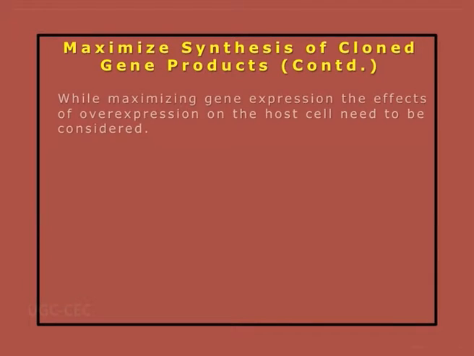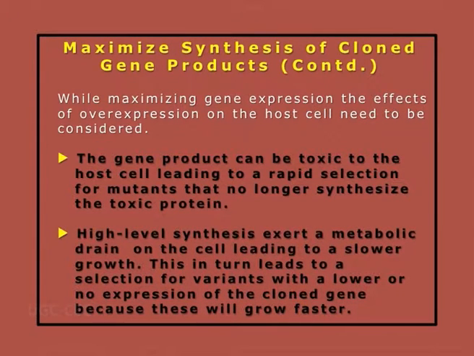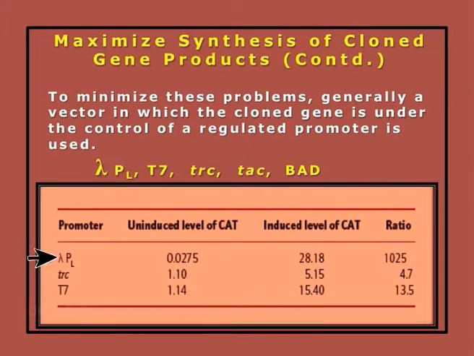So, if you want to maximize the expression of the gene product, as I said, it can be toxic, and hence rapid selection is to be done. High level synthesis exerts a metabolic drain on the cell, and other gene expression gets lowered. That's why, to optimize the level of expression, we use inducible promoters and not constitutive promoters. The popularly used inducible promoters are the lambda promoter PL, T7 promoters, TRC promoters, TAC promoters, and BAD promoters. We will come to them one by one.